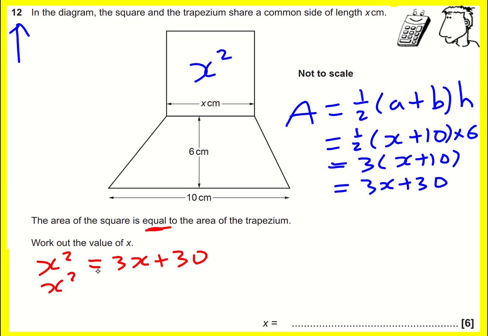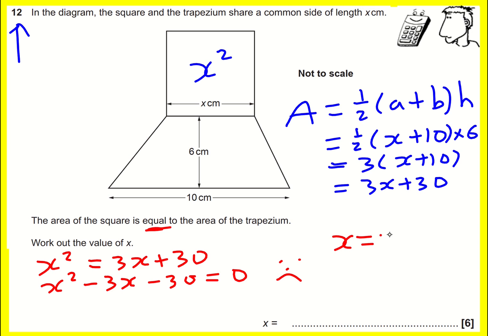To solve a quadratic, we write it on the same side, so I have minus 3x and minus 30. Now, standard procedure is to try and factorize this, find two numbers that multiply to give minus 30 and add to give minus 3, but in this case, it does not factorize, which is what makes this question not particularly nice. So you actually have to resort to the quadratic formula.